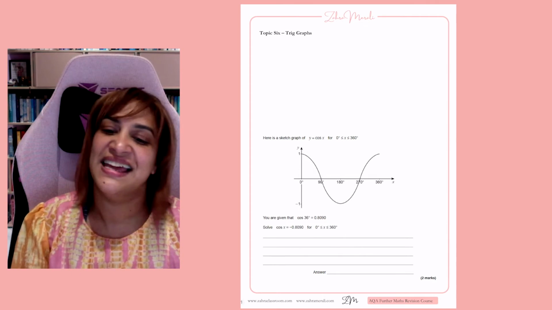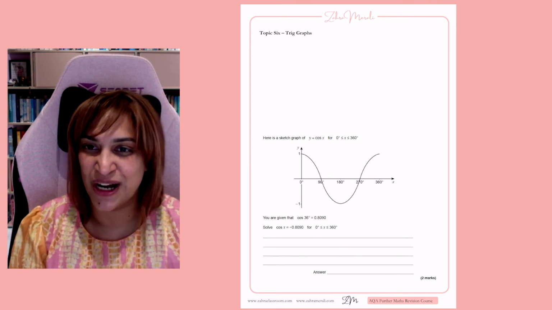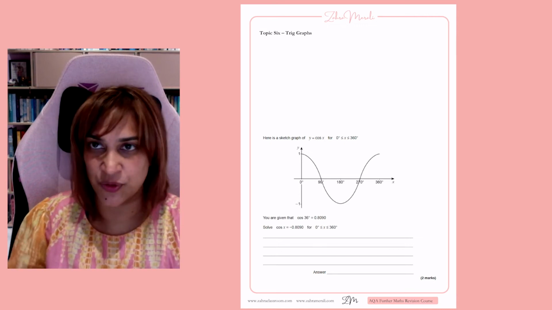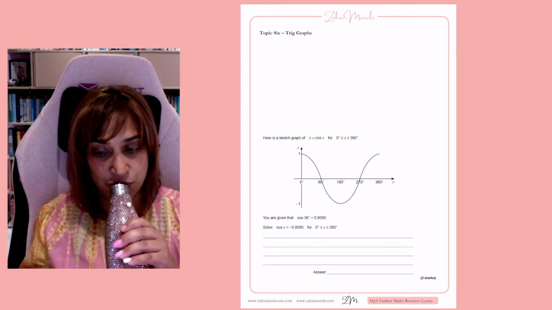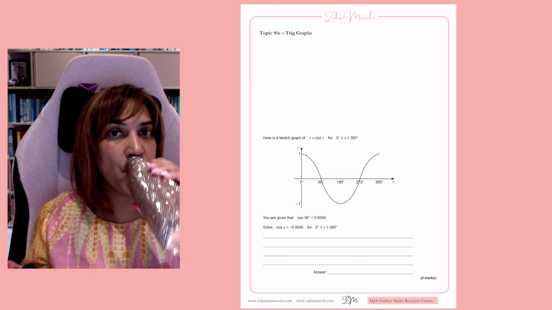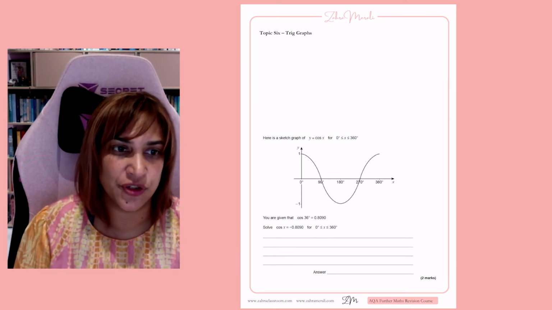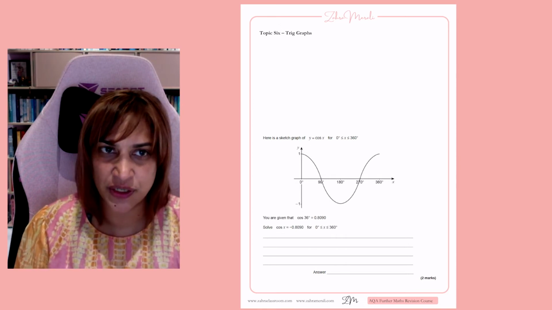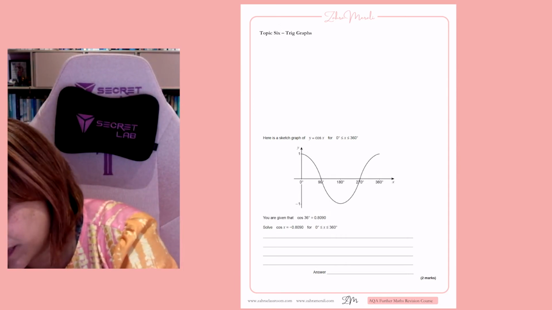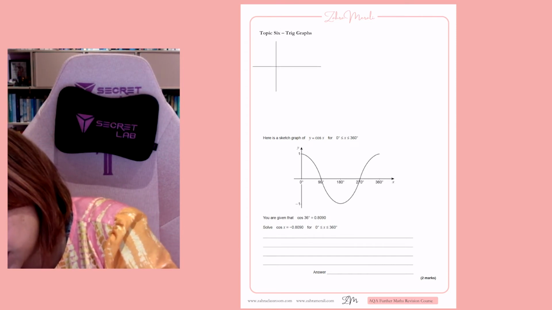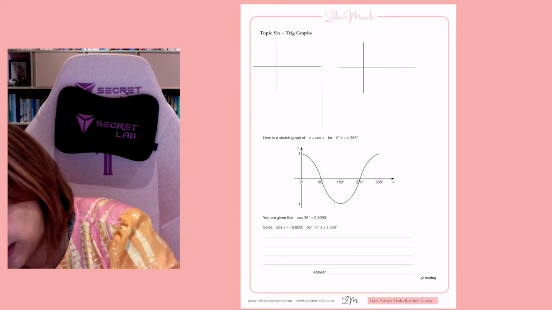Right, next topic. We've got our trig graphs now. So we're getting there slowly, and my voice is going. So for trigonometry, you've got three graphs. You've got your sine graph, you've got your cosine graph, and you've got your tan graph. So let's have a look at all three of them.